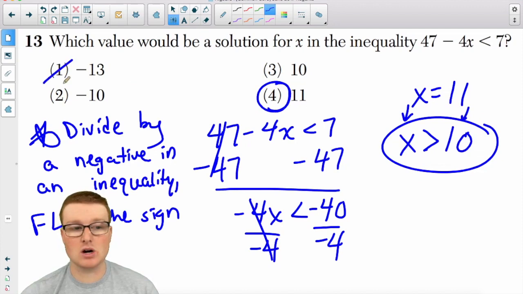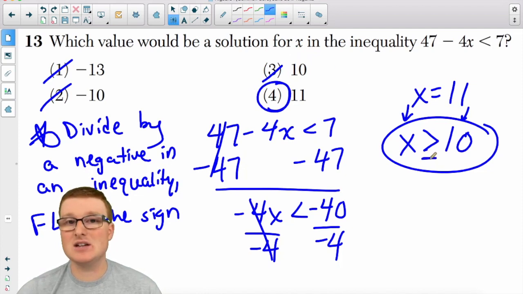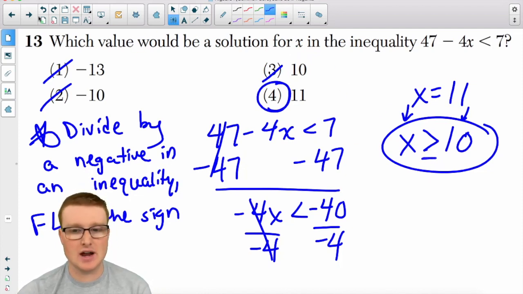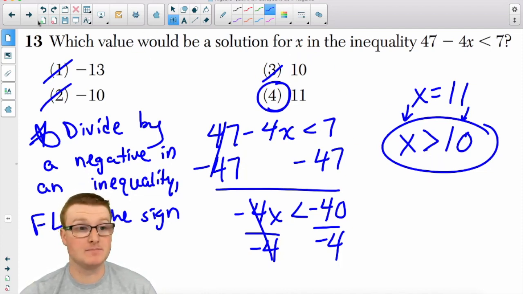Negative 13 can't work. Negative 10 can't work. Positive 10 can't work. And if you chose choice 3, you're thinking of x is greater than or equal to 10. That's not the same thing as x is greater than 10. Okay, so your answer is choice 4.